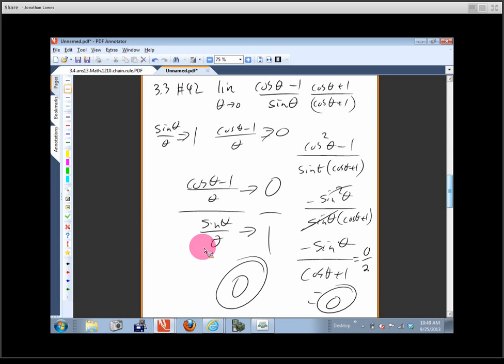Anything else? Quiz tomorrow is all derivatives. No limits, just derivatives. This stuff could show up on the test for chapter 3. All right. Anything else?